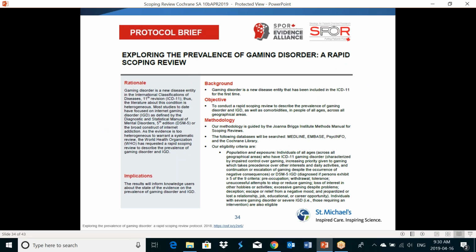Also, this is a protocol brief. So this is something that we do for all of our projects. So for all of our projects, we write the protocol, and then we also post a brief, so a quick one-pager on what our protocol is for people who may not have the time to read our entire protocol. And it's just a snapshot of what we intend to do with the project. And we post all of these online on our website, which is with the Knowledge Translation Program at the Li Ka Shing Knowledge Institute of St. Michael's Hospital.